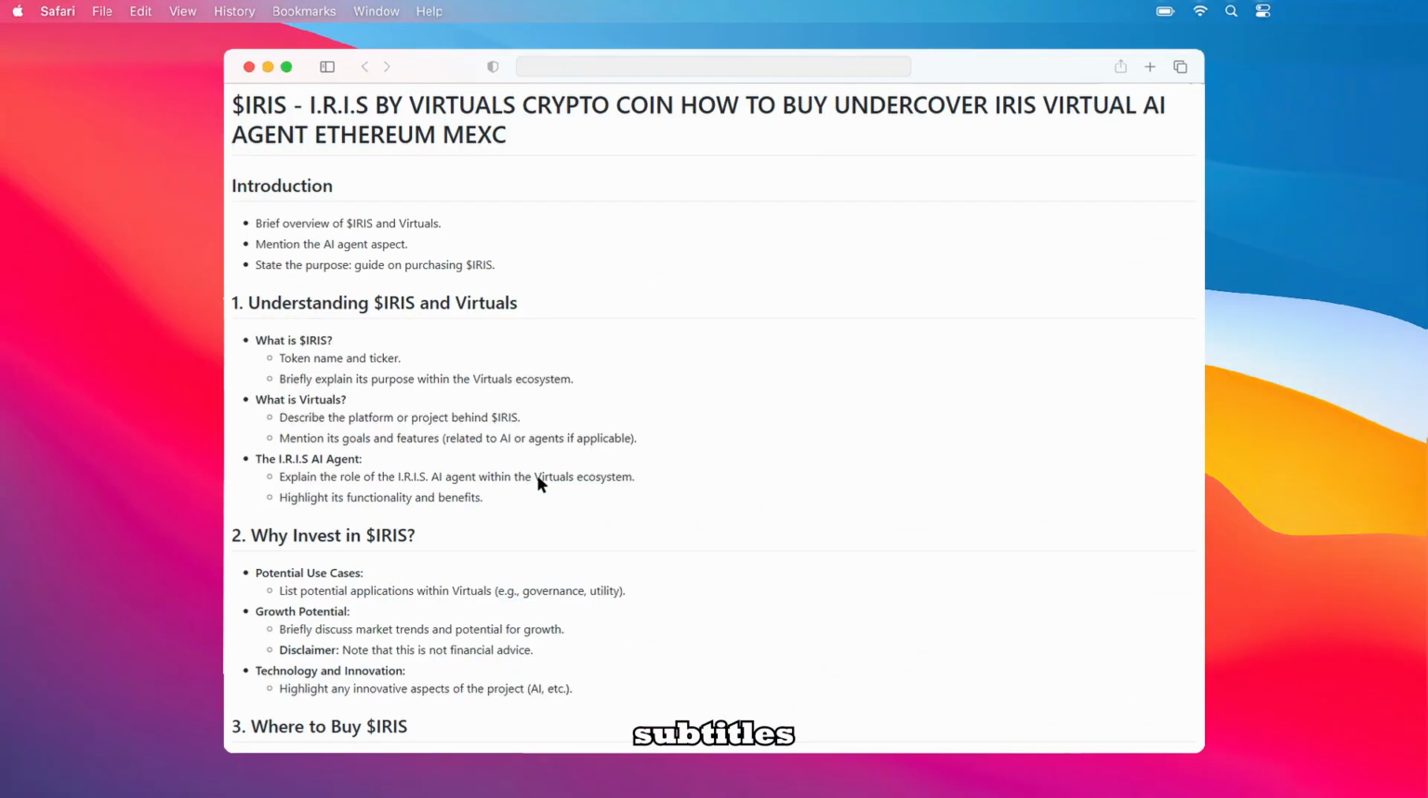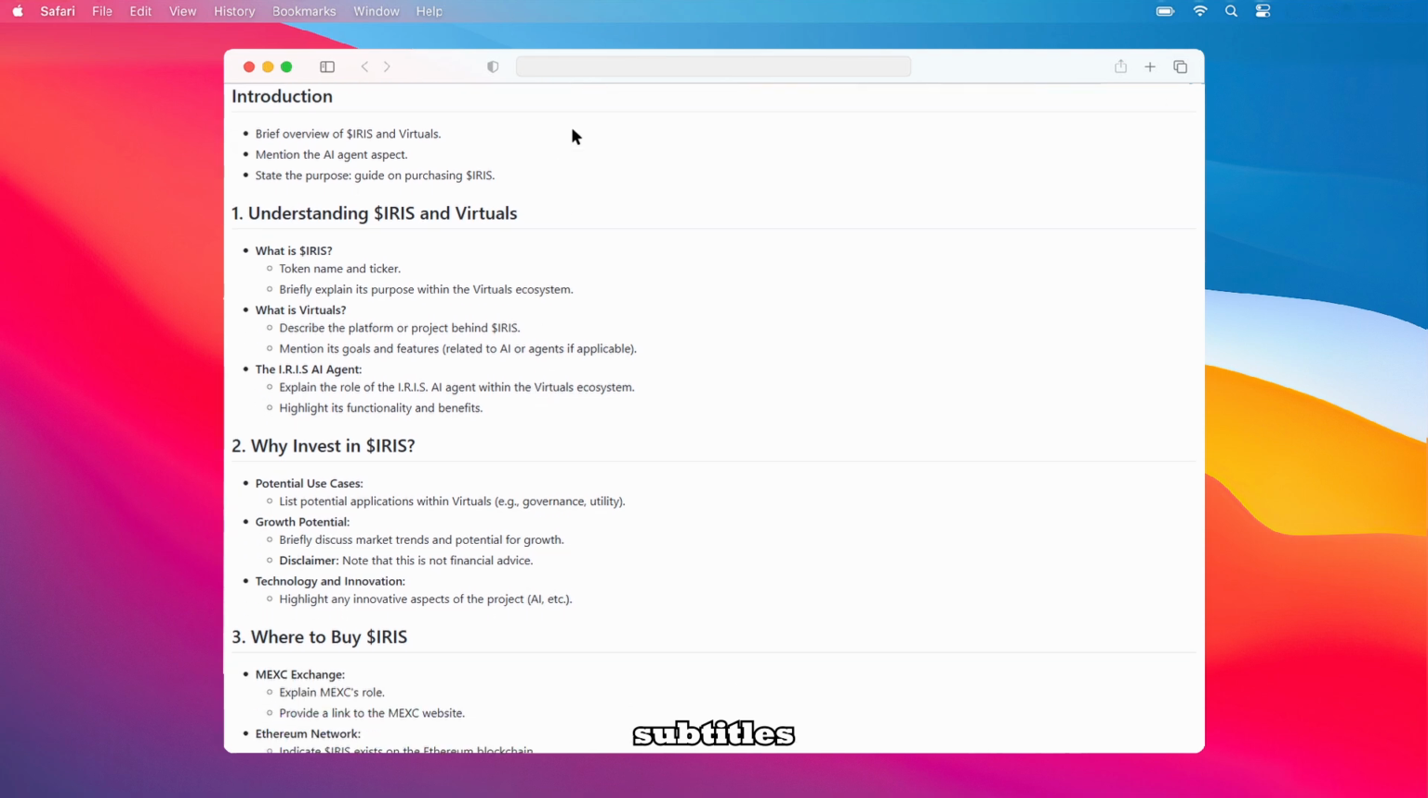Today, we're diving into the world of $IRS, a cryptocurrency associated with virtuals, and exploring how you can purchase it, with a special emphasis on the IRS AI agent. This guide will walk you through the process of buying $IRS.